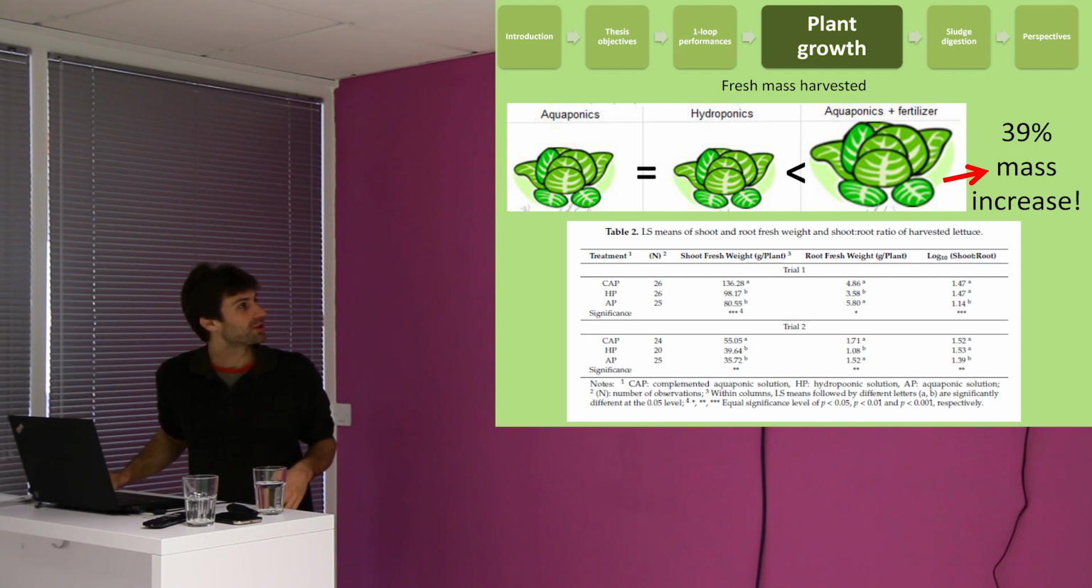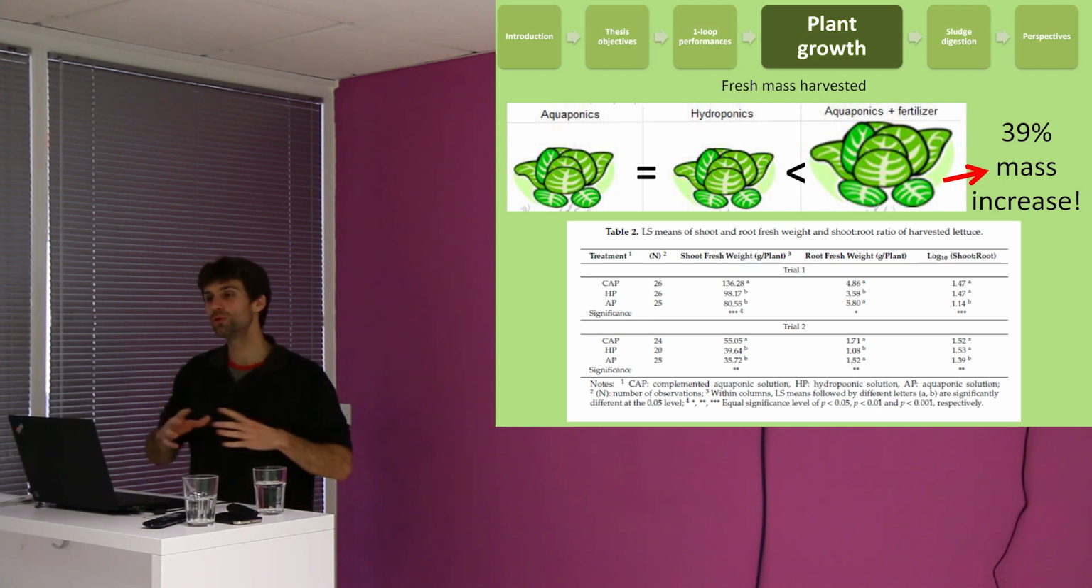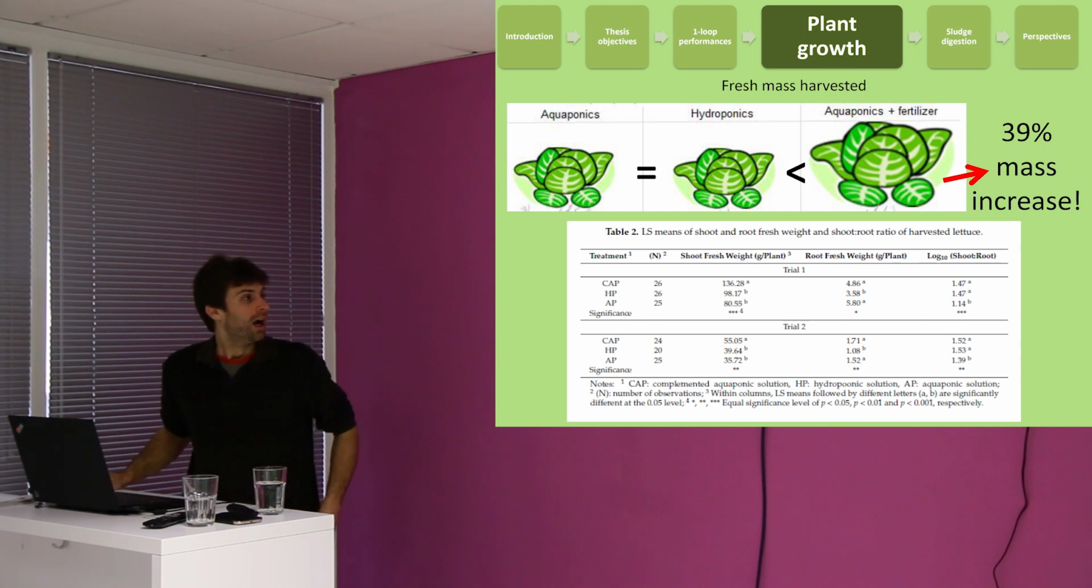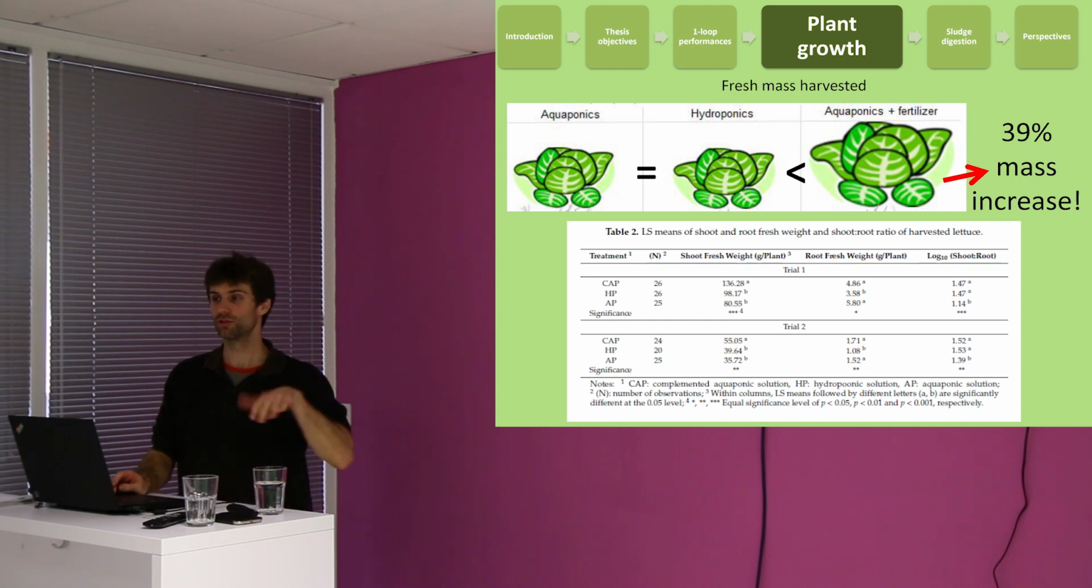But what we found also is that in the treatment with aquaculture water, so aquaponics, the root mass was higher. The roots of the plants were higher. So this is published. You can get these papers. You can go deeply into it and cite it, please.